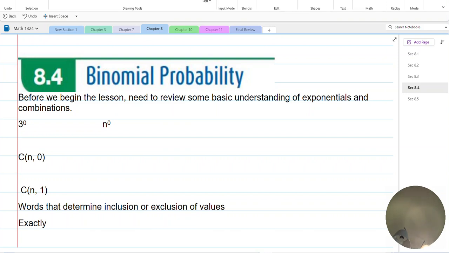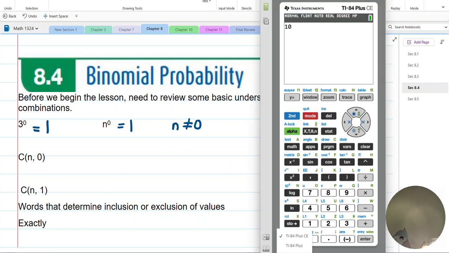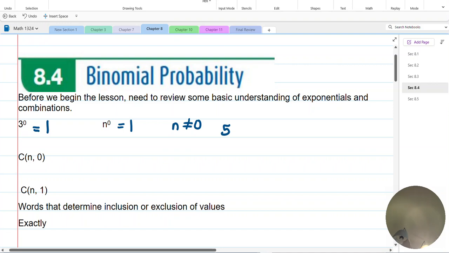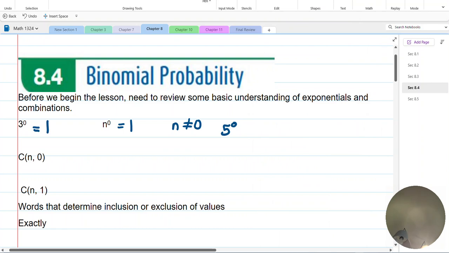But before we go there, let's review some basic understandings that we should have at this level. We understand that any number to the 0 power is always 1, as long as the number does not equal 0. So we want to do that on our calculator. Let's get our calculator out and do an example. 5 to the 0. So here we go: 5, up caret, 0, and I hit enter. And sure, it is 1. So we've proven that one.